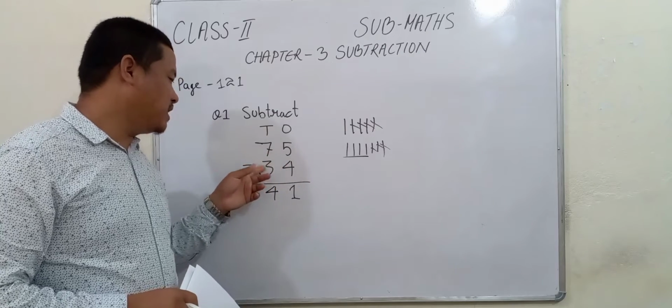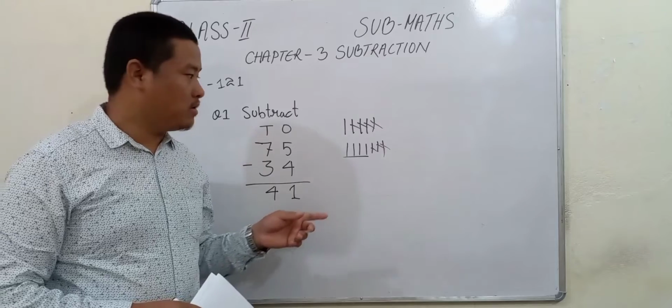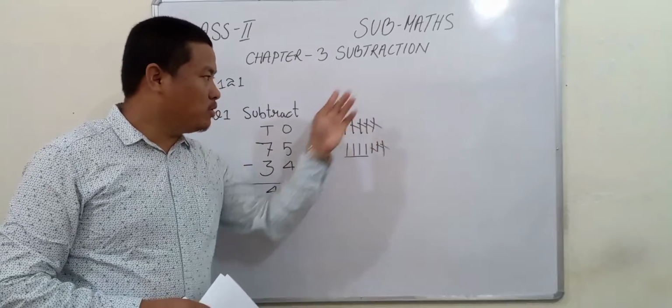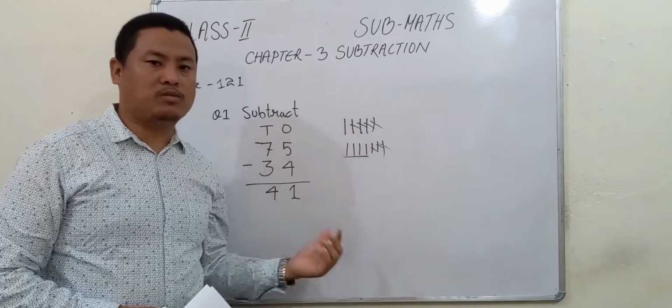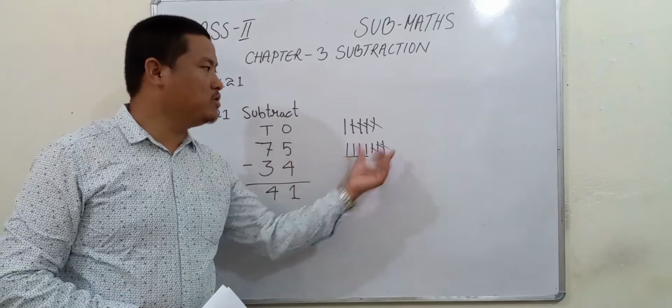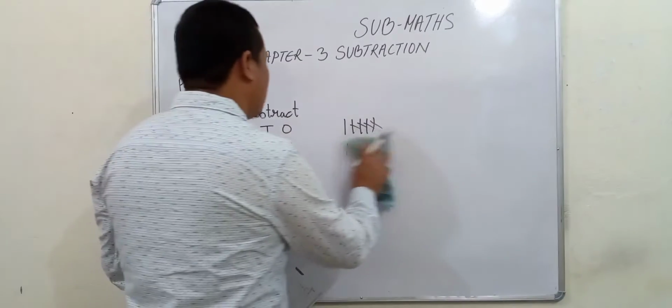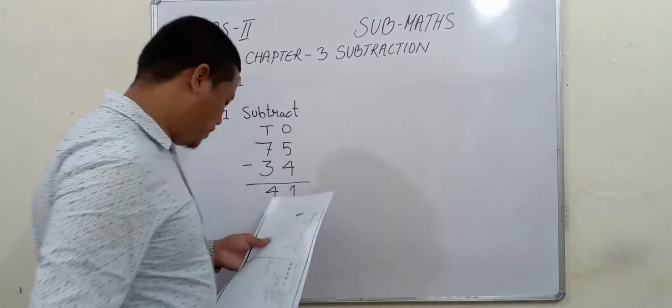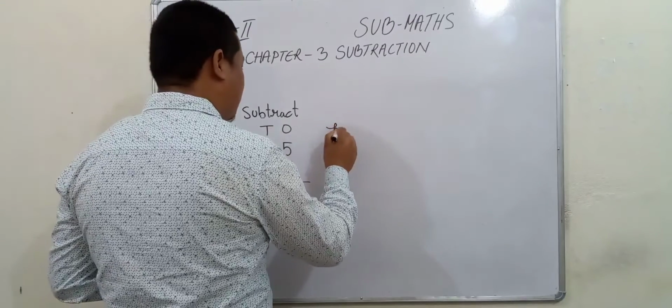75 minus 34. The difference, how much did we get? 41. Okay. But this one you have to do just in the corner of your notebook, not here. Otherwise it looks very dirty. So this one you have to do in just the corner of your notebook. So this is question number A. Question number B.